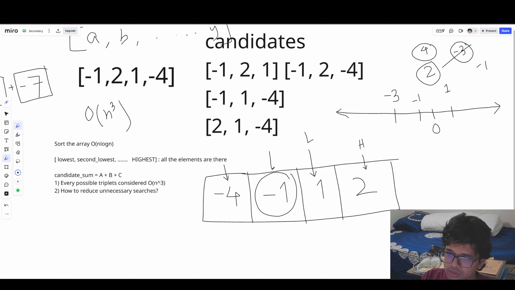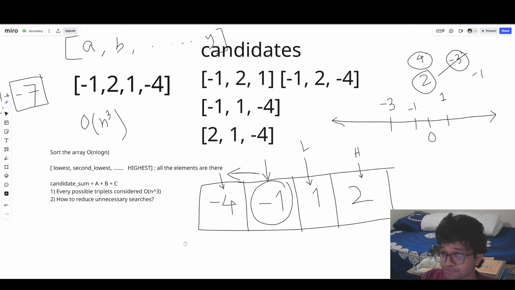When we are looking at -1, we're not going to look back at what was to the left of -1. Why? Because we have already considered this item when the indices below this index were considered. So that should be kept in mind.